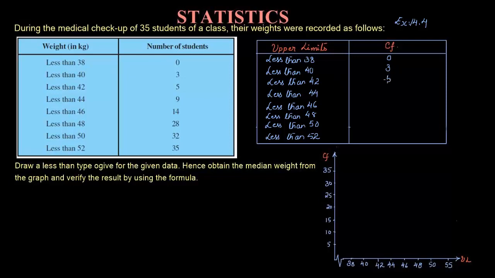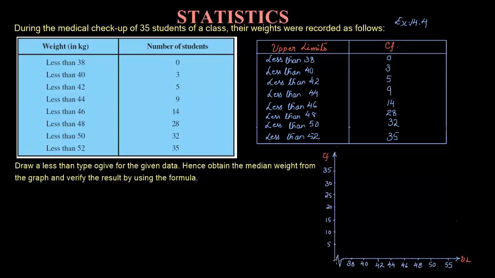0, 3, 5, 9, 14, 28, 32, then we have 35, right? So we got the values, and obviously you know the x-axis of the less than type ogive will be the upper limit, and what about the y-axis? It will be the cumulative frequency.